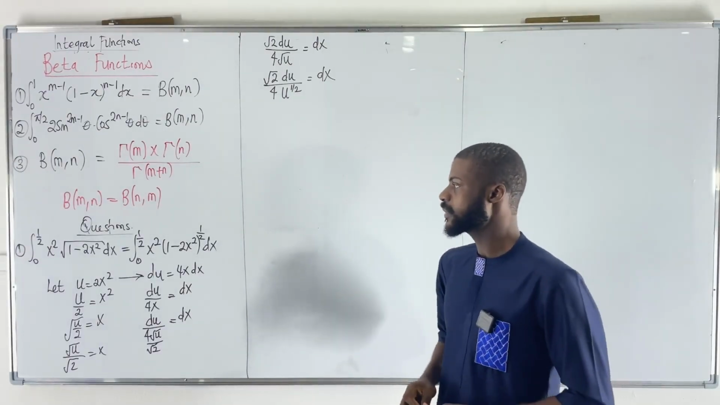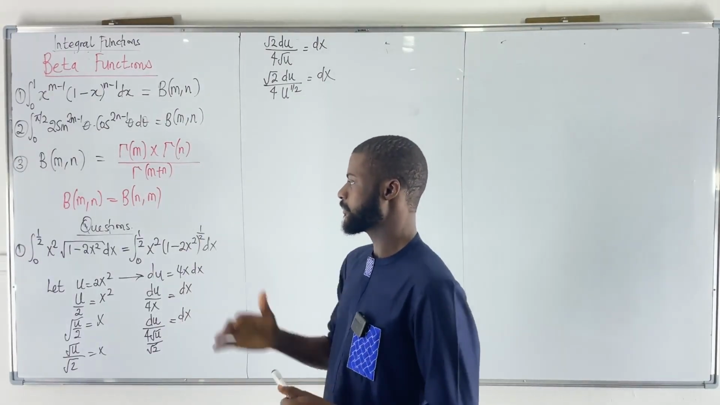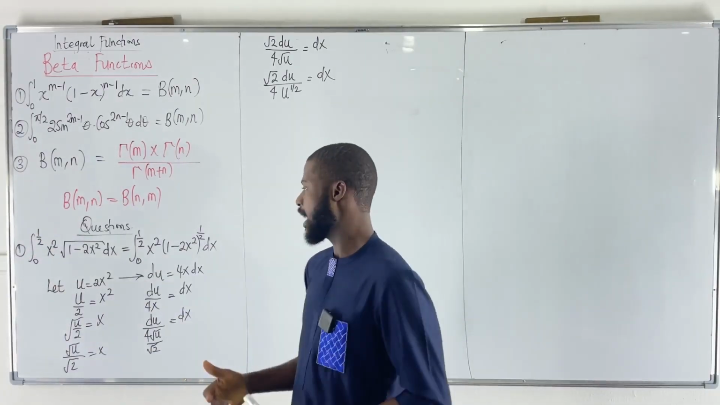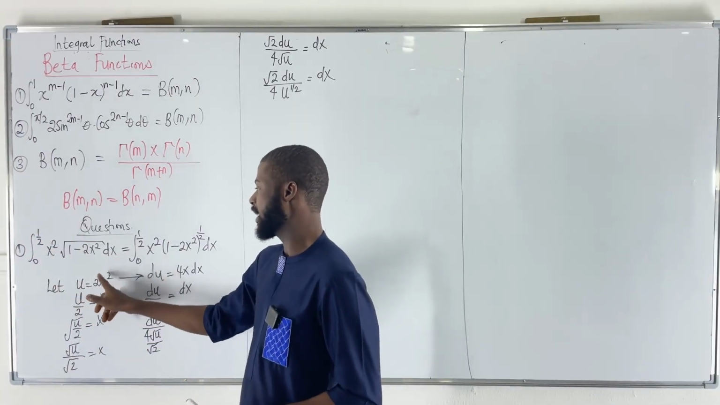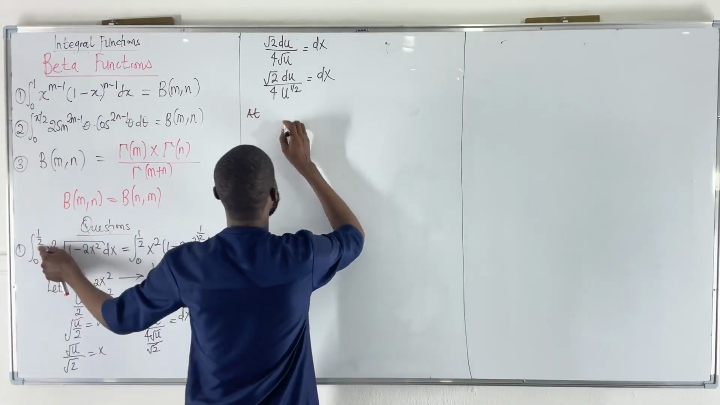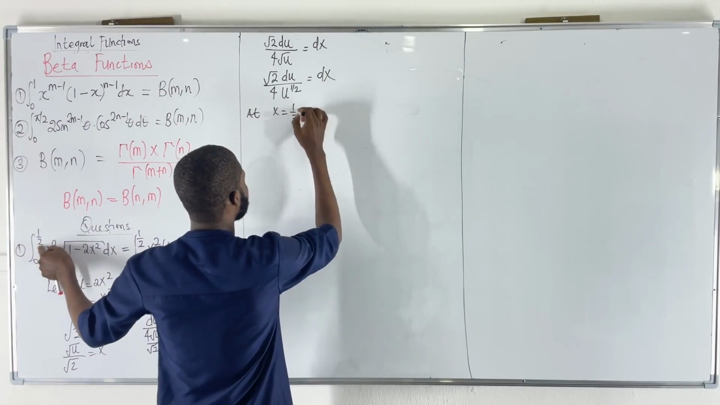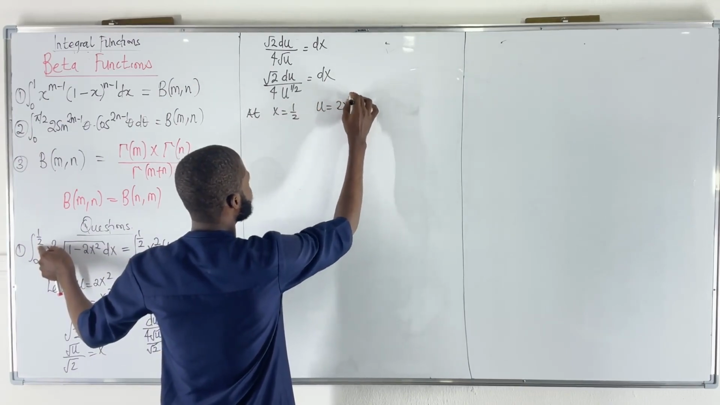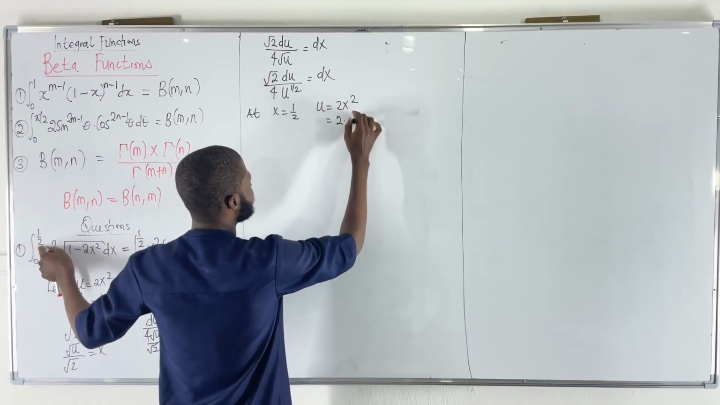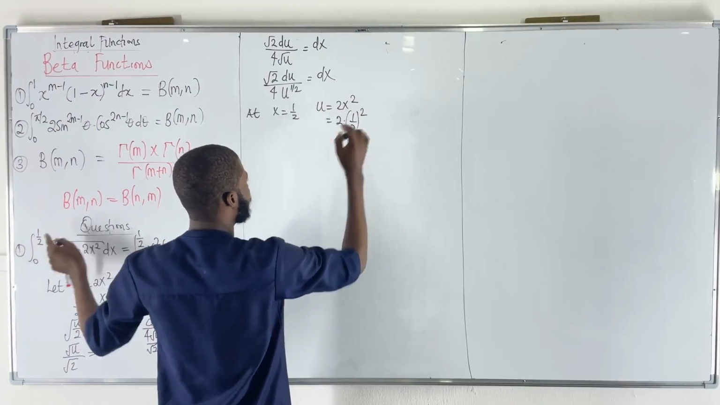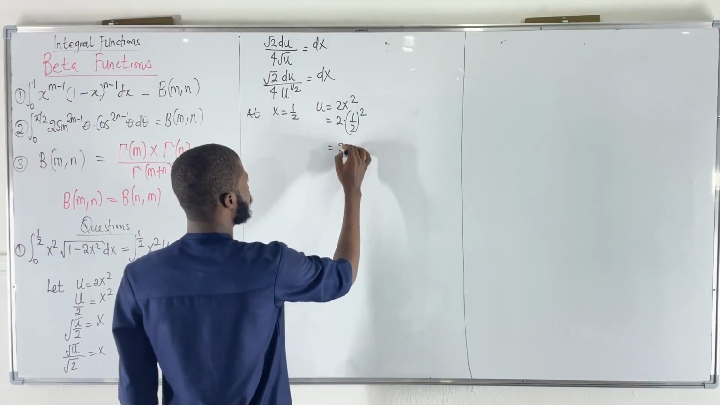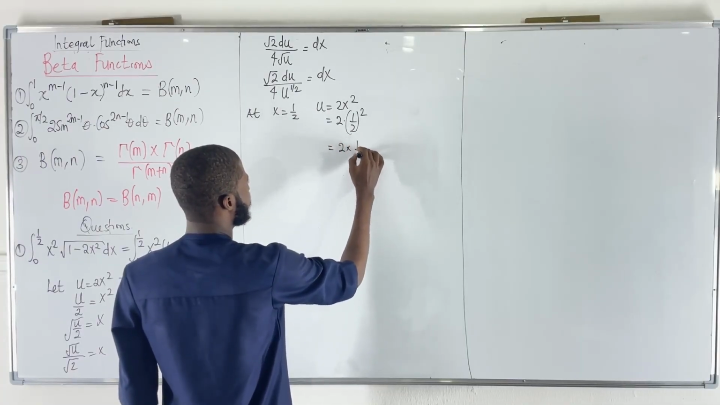That's a lot. Now let us take a look at limits. This is 1 over root 2. Now, if u is equal to 2s squared, let's see what our limit is going to be. So at s equal to 1 over root 2, we know that u is equal to 2s squared. So this will be 2 times 1 over 2 squared, so this will be 2 times 1 over 4.